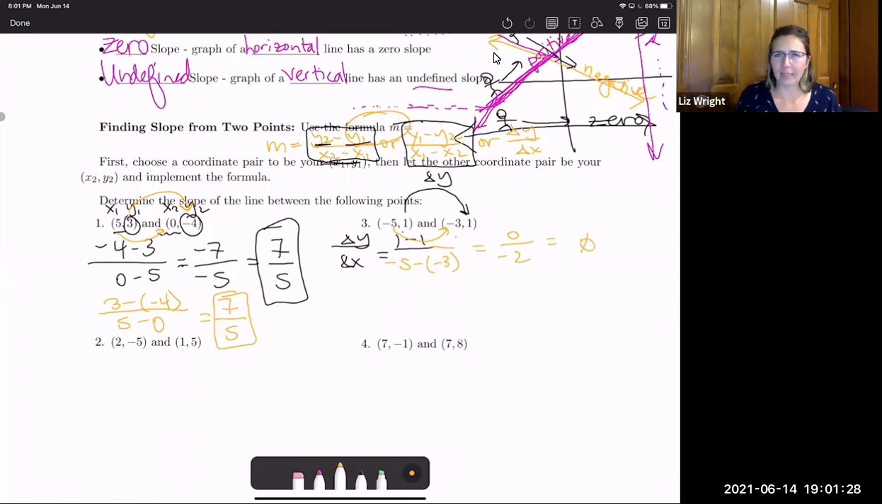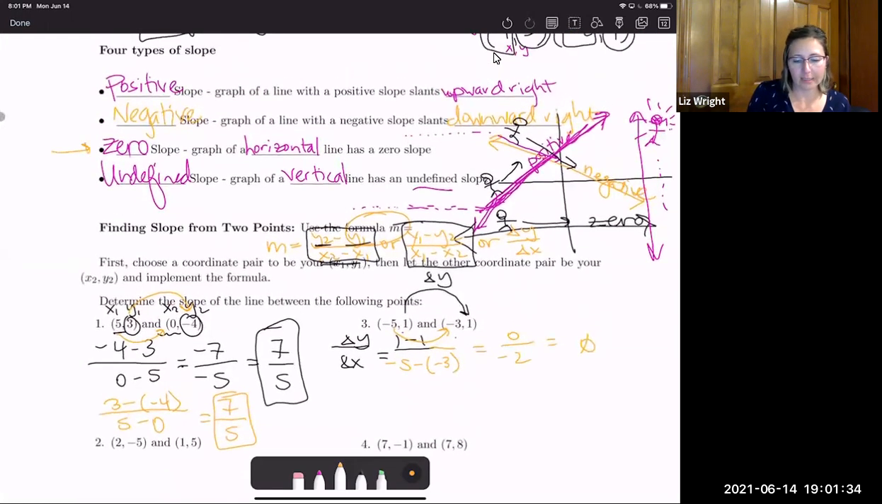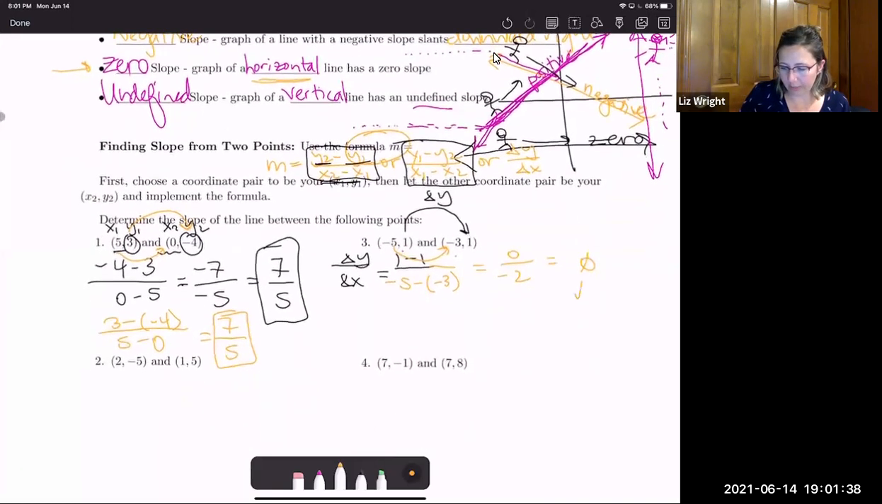What type of line has a 0 slope? If you don't remember, go back up and look. What type of line up here has a 0 slope? It's a horizontal line. So this means we've got a horizontal line with our slope of 0.